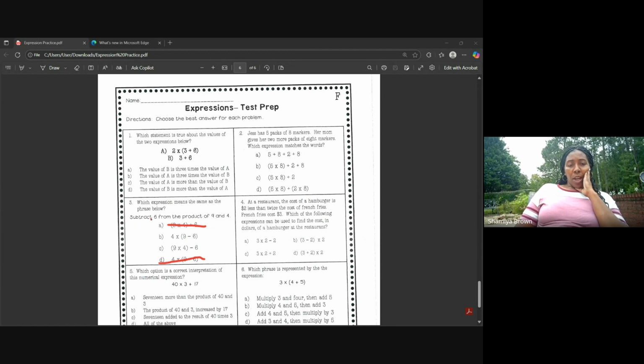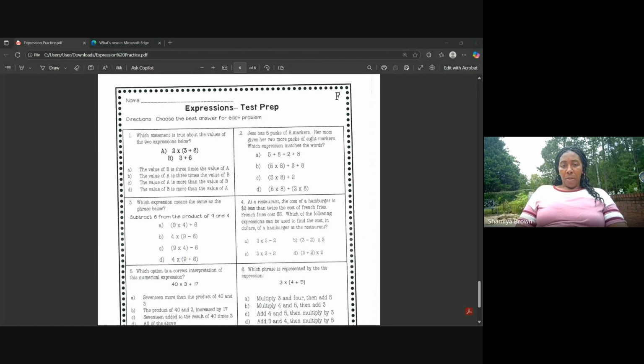So it says subtract 6 from something. I have to subtract 6 from the product of 9 and 4. That means I have to multiply 9 and 4 first and then subtract 6 from that. So C would be my correct answer, because it says 9 times 4 in parentheses and then minus 6. So my answer would be C on that one.